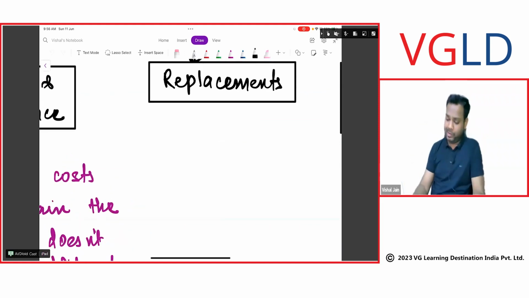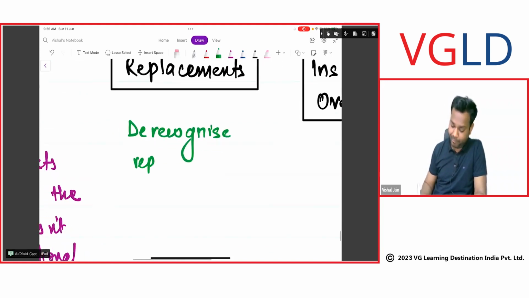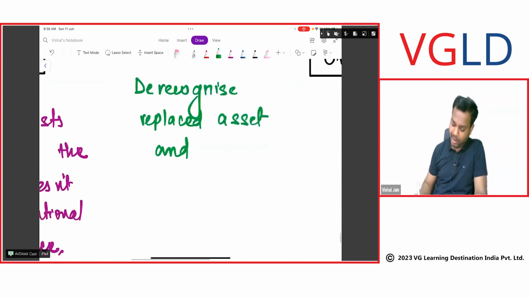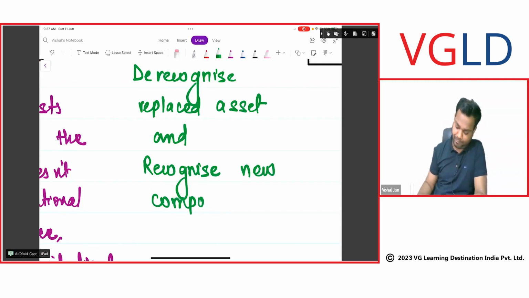So whenever you are replacing, what you have to do here is you have to de-recognize the replaced asset and recognize the new component. Clear everyone? Come on guys, tell me, is it clear everyone?